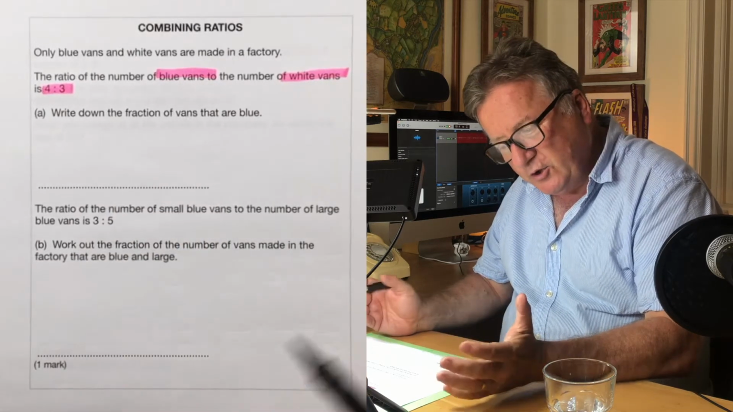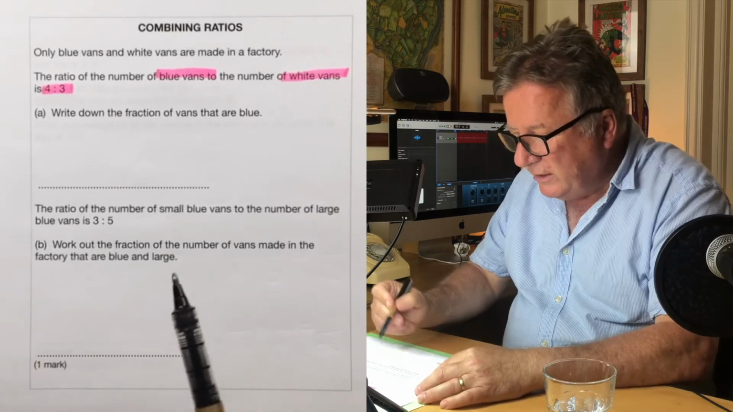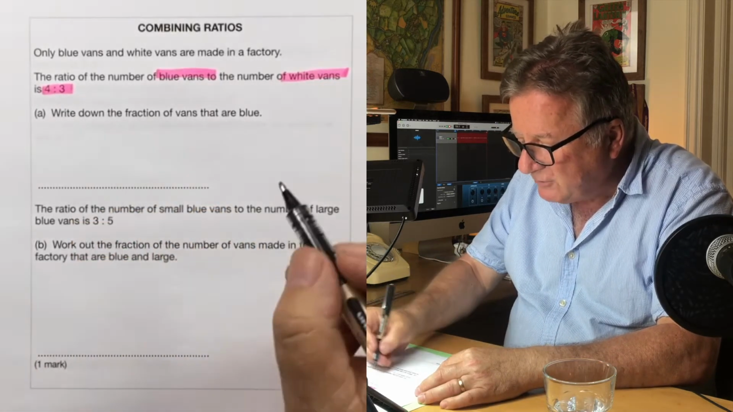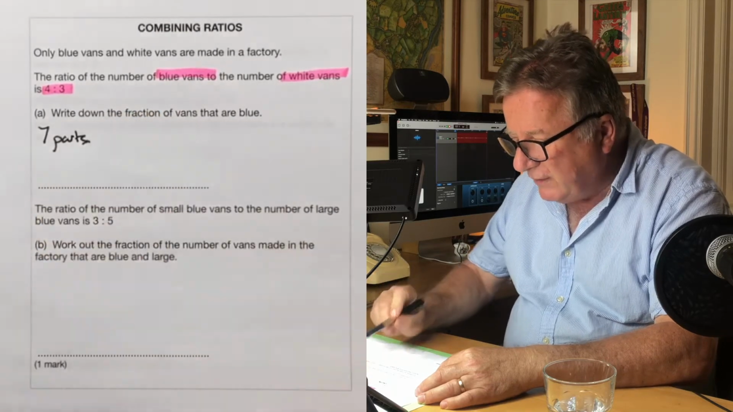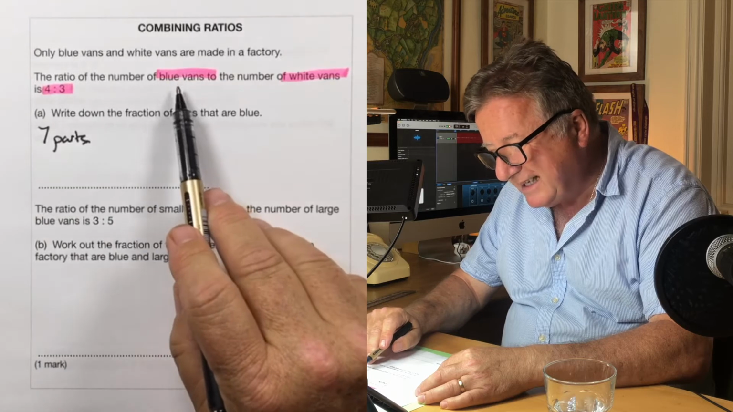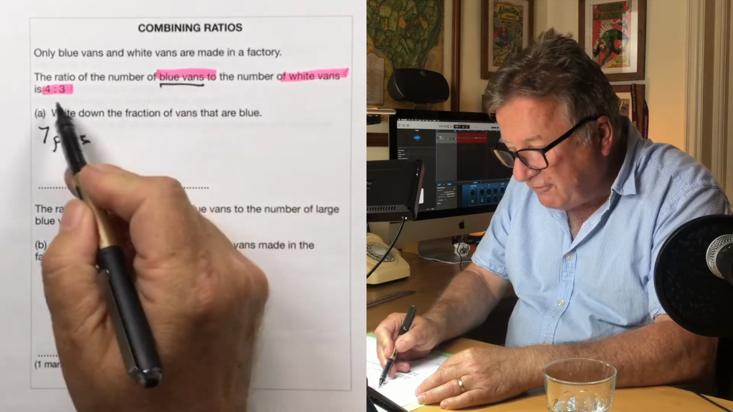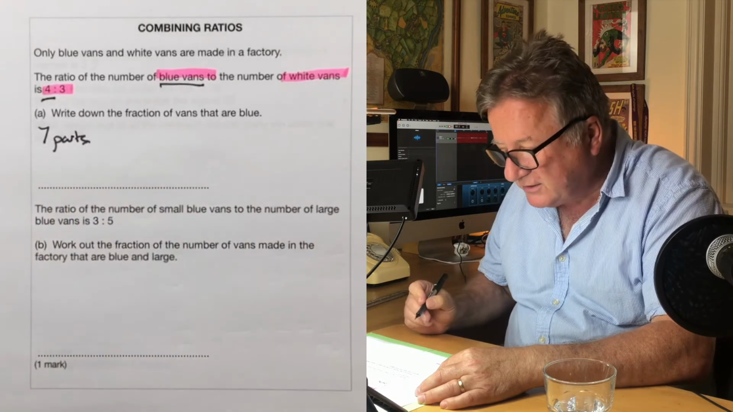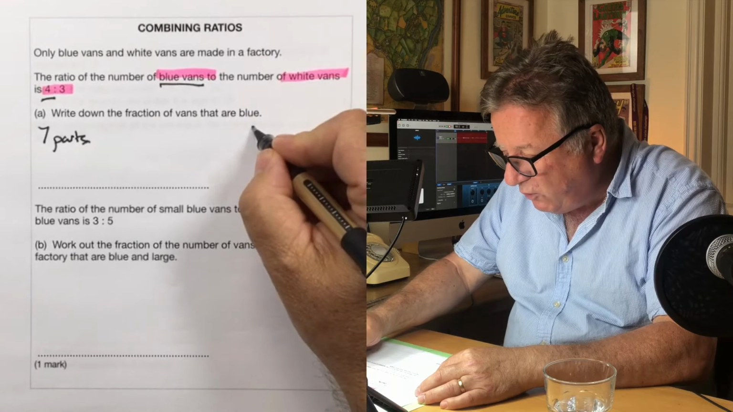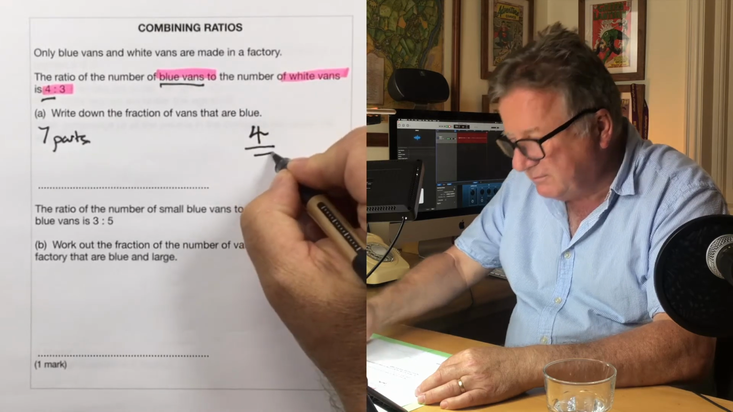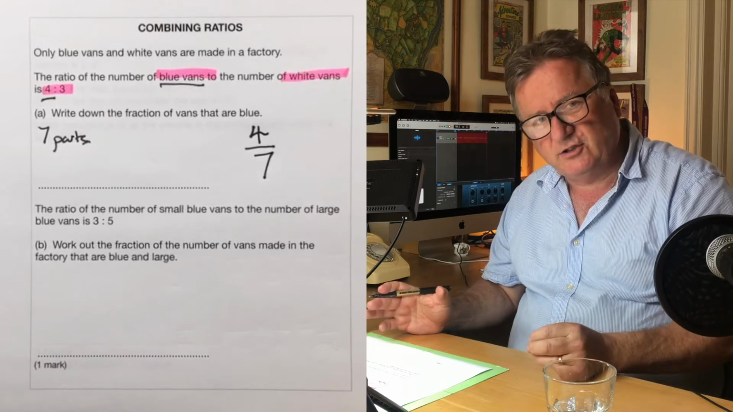Going back to how we think of the bar, how we think of a ratio as a fraction, we can see 4 plus 3, there are 7 parts. The ratio, remember to look back, is blue vans to white vans. So our blue vans have 4 of the 7 parts. So the fraction of vans that are blue is 4 out of 7. Okay, fine so far. Now we're going to get to the tricky bit.